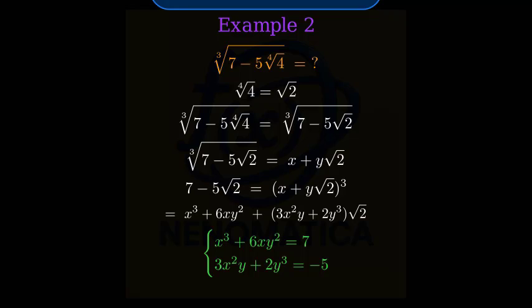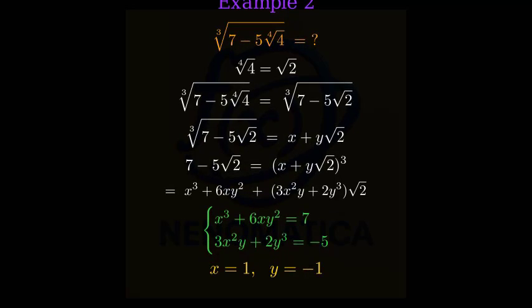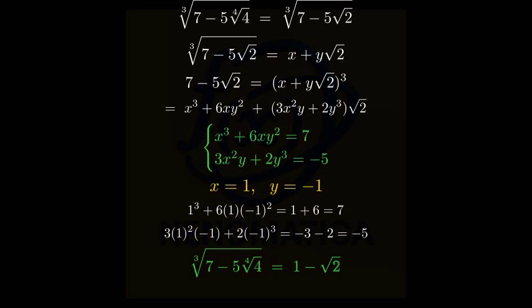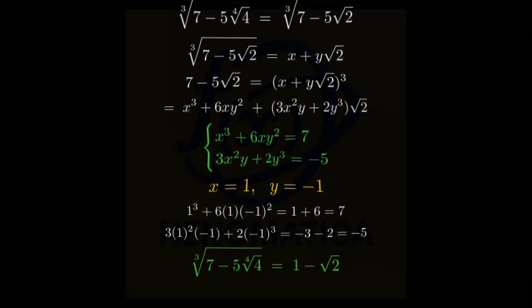We now look for small integers that satisfy both equations. Try x equals 1 and y equals negative 1. The first equation gives 1 plus 6 equals 7, and the second gives negative 5, both correct. Therefore, the cube root equals 1 minus the square root of 2.